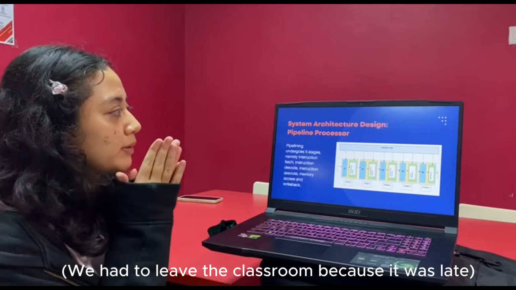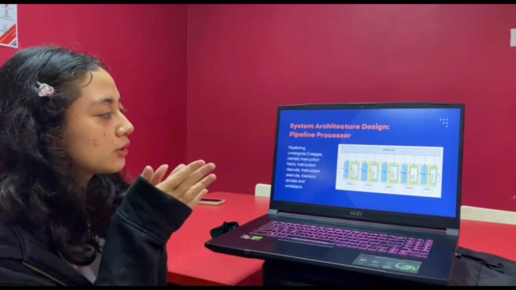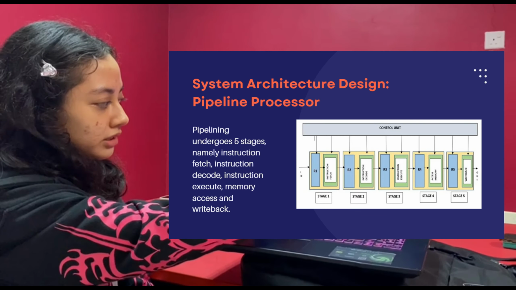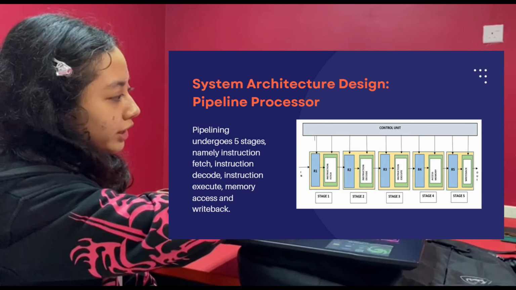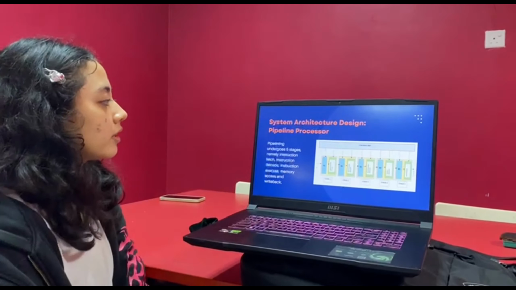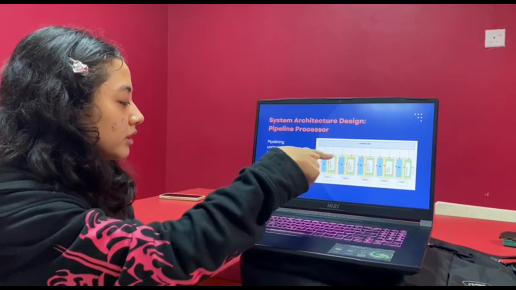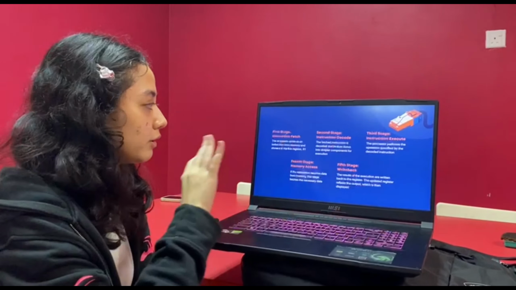I'm Nadia and I'm going to be explaining our system architecture design, the pipeline processor. As you can see in our design, we have the control unit and then the processor with the register and also all the 5 stages. There's also the input as well as the output. The pipelining undergoes 5 stages, namely instruction fetch, instruction decode, instruction execute, memory access, and write back. Now I'll be explaining each stage.